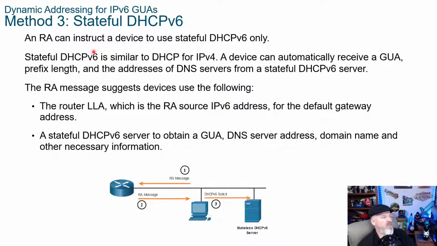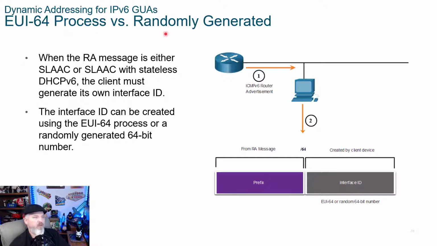And method 3, this is stateful DHCPv6. An RA can instruct the device to use stateful DHCPv6 only, so no SLAAC. Stateful DHCPv6 is similar to DHCP for v4. A device can automatically receive a GUA and the DNS servers from the stateful DHCPv6 server. The RA message suggests devices use the following: the router LLA, which is the RA source, for the default gateway. And finally, a stateful DHCPv6 server to obtain a GUA, DNS server address, domain name, and any other necessary information.